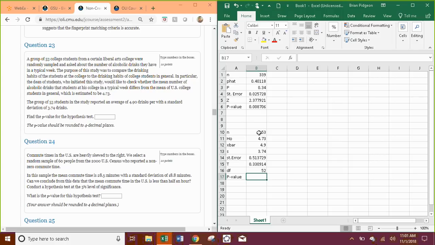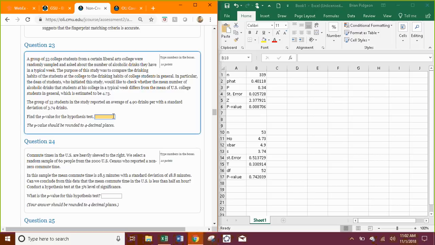So, p-value. In particular, the dean of students would like to check whether the mean number of alcoholic drinks differs from the mean. So we're not looking for any particular direction. If you look in t-distribution, there are three options: t-dist, t-dist.2t, and t-dist.rt. Those three are going to be your three directions. T-dist gives you a left tail direction, meaning your alternative is less than. T-dist.2t is when you have no direction, you're looking for just not equal to. And .rt is a right tail. So this is a two-tailed test. Our t-score is 0.3309, and our degrees of freedom is 52. Our p-value is 0.7420.